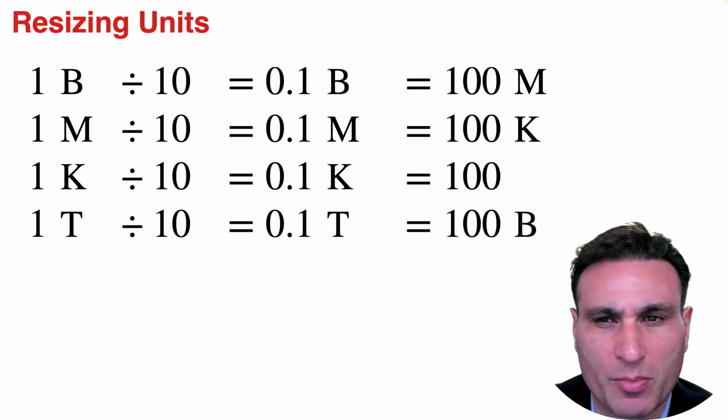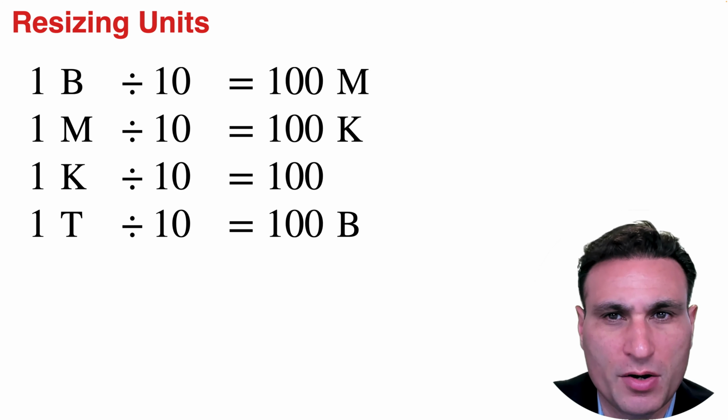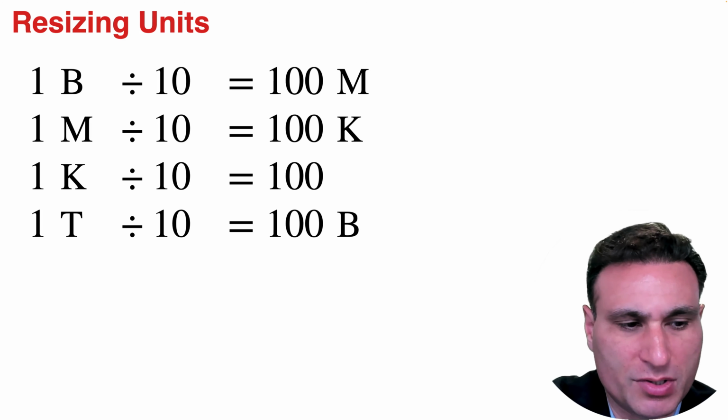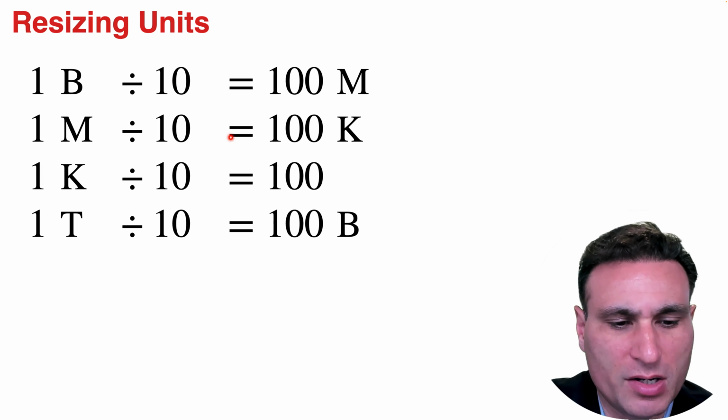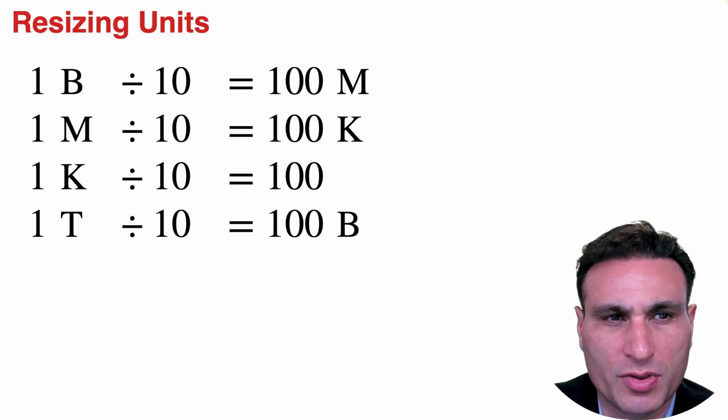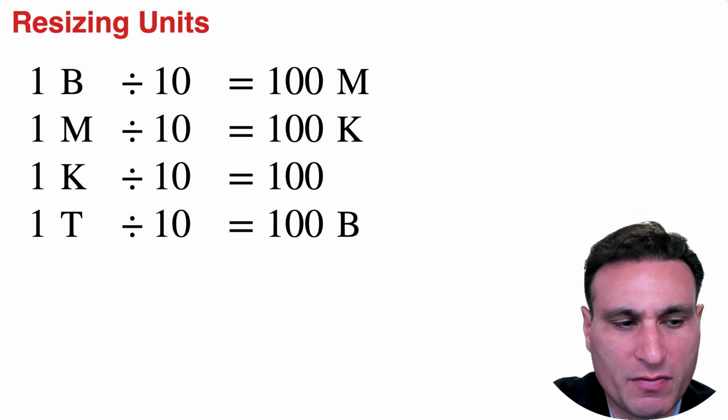These are some of the basic operations for resizing units of magnitude or breaking units. Here are the facts without the tenths of billions. 1 billion divided by 10 is 100 million. 1 million divided by 10 is 100,000. 1,000 divided by 10 is 100. And 1 trillion divided by 10 is 100 billion. Look at this as long as you need to understand the pattern. Again, a tenth of a given unit is 100 of the next smaller unit.